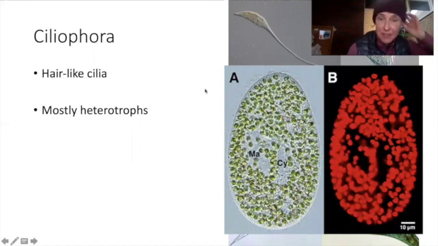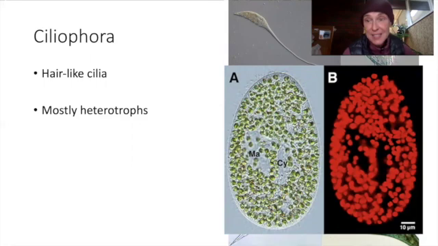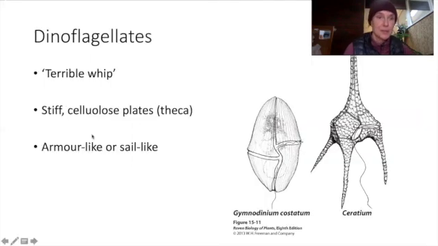Oh yeah, so here's an example of a Paramecium, right? This looks like it might be a million plastids inside, but they're not. They're actually distinct organisms. So they're endosymbionts. Okay, let's spend the rest of the class talking about dinoflagellates.